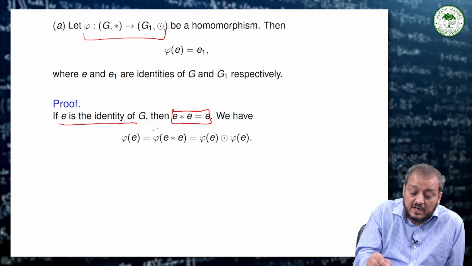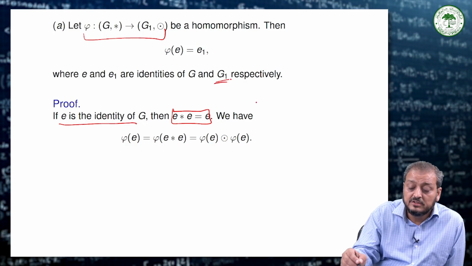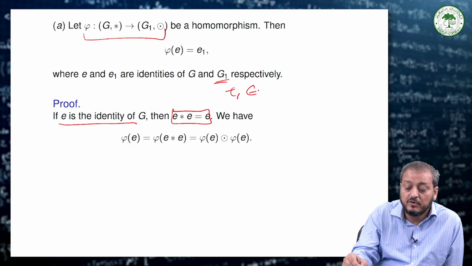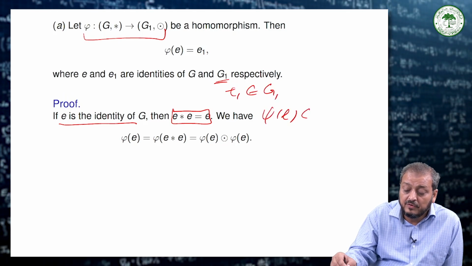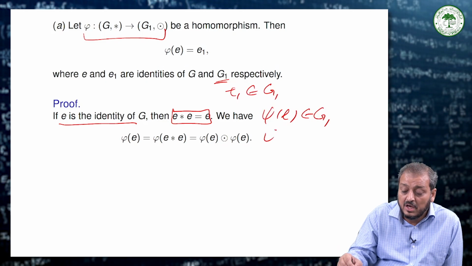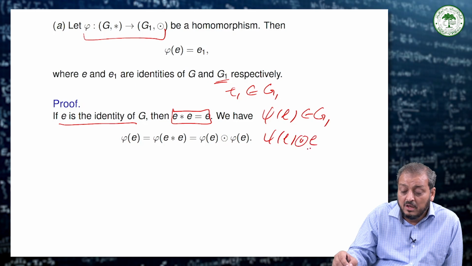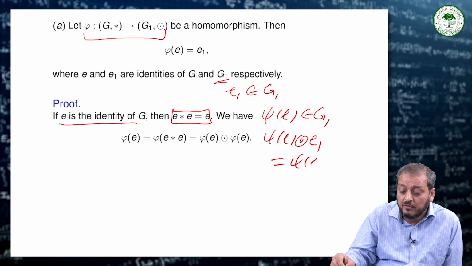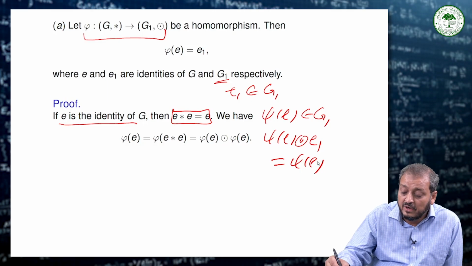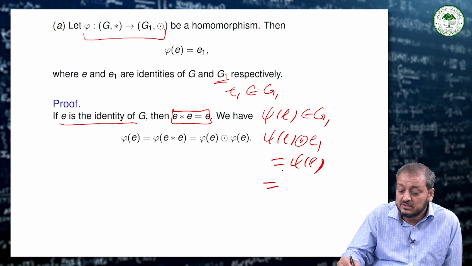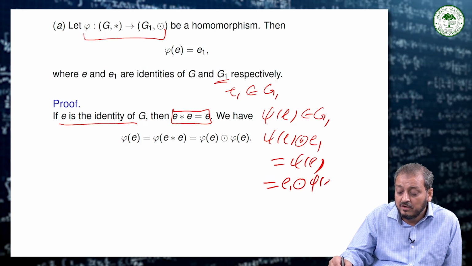Again, we know that E1 is the identity of G1, and phi of E is an element of G1. So we have phi of E composition E1 is equal to phi of E, and vice versa, this can also be written as E1 composition phi of E.